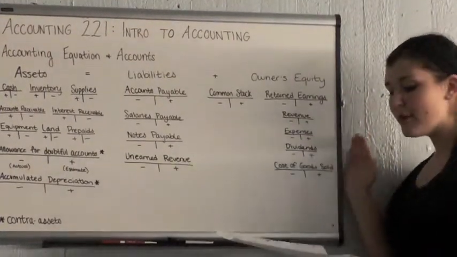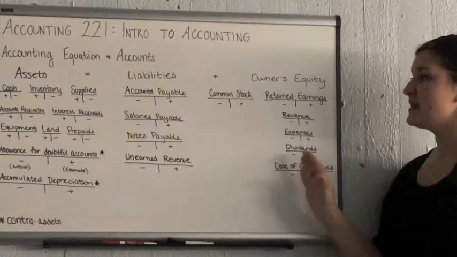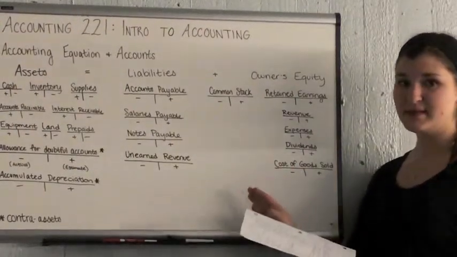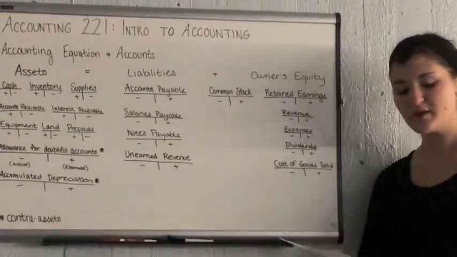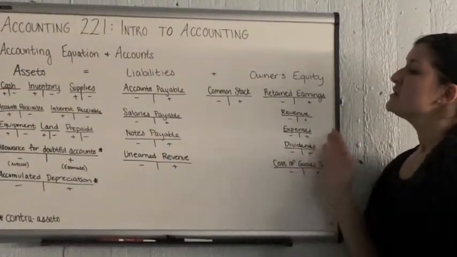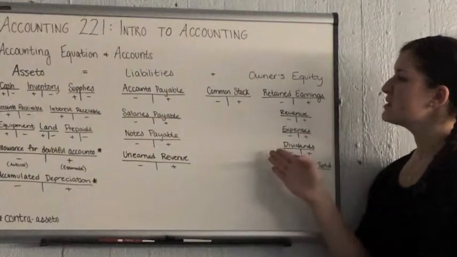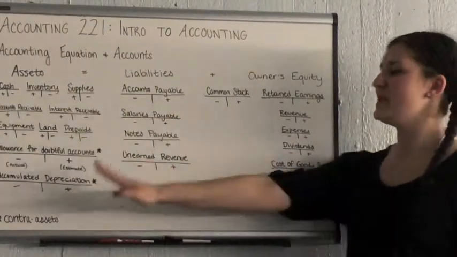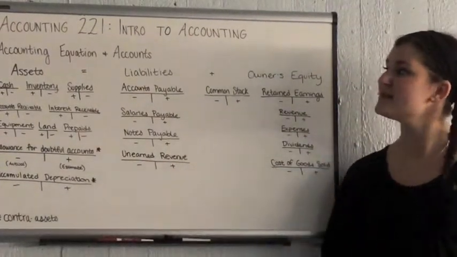So just as a recap for owner's equity, there is a debit of expenses and dividends, and there's a credit of common stock, and then revenue under retained earnings. So you have the liabilities and the owner's equity portion, which must equal the assets portion. And that is the recap of the accounting.